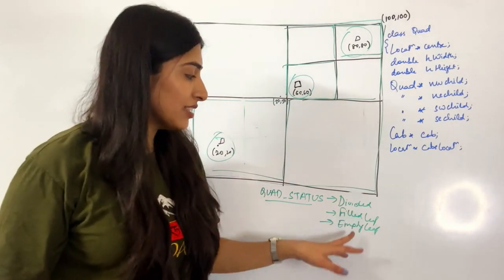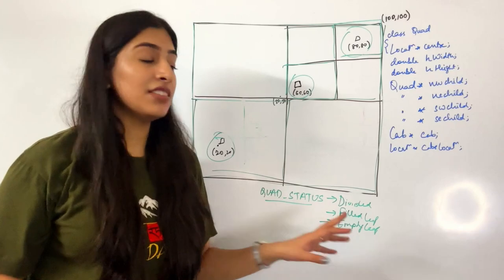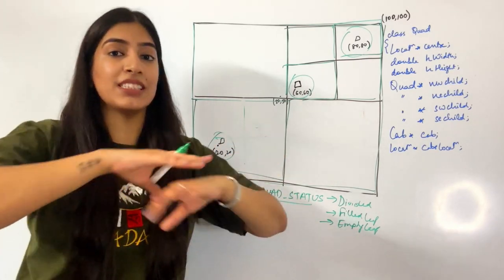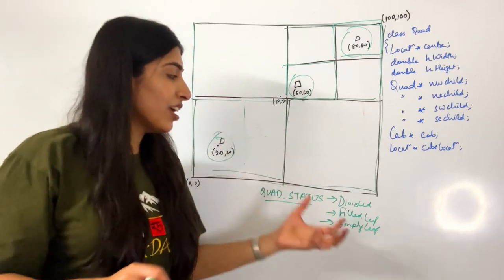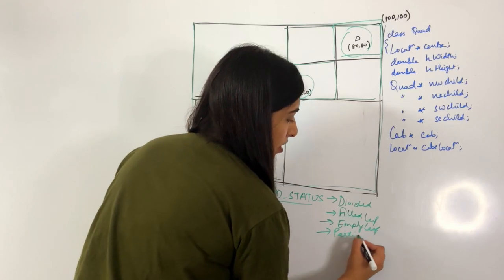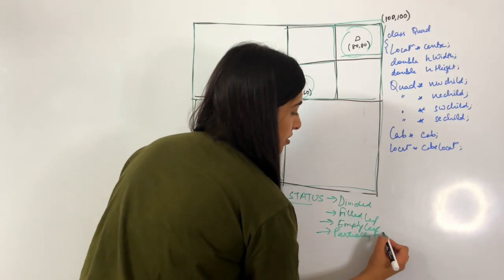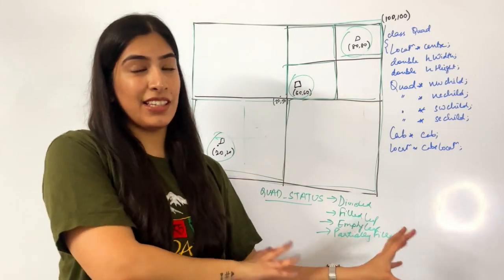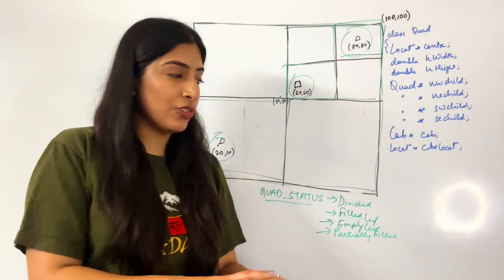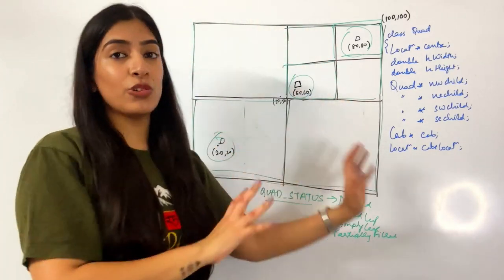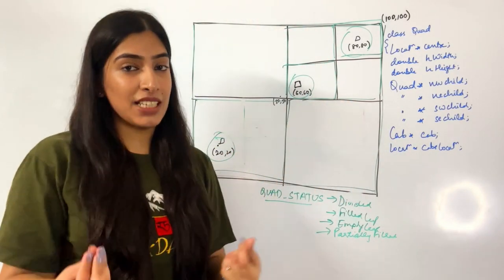So one status is filled leaf, one status is empty leaf. Suppose our capacity was not 1 and it was, say, C capacity, then they could also be partially filled leaf or partially filled quadrant, essentially. This is not something that I think you will find somewhere, but while writing code, I found this very, very easy to understand. So I pictured Quadtree like this, and that is why I'm saying this.